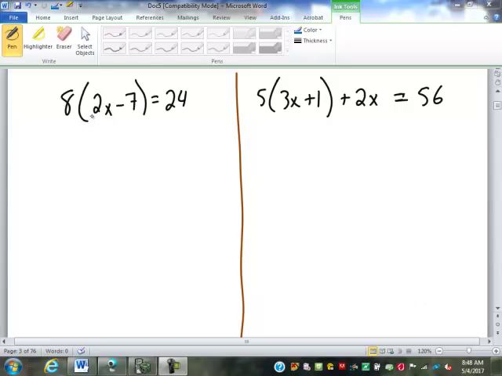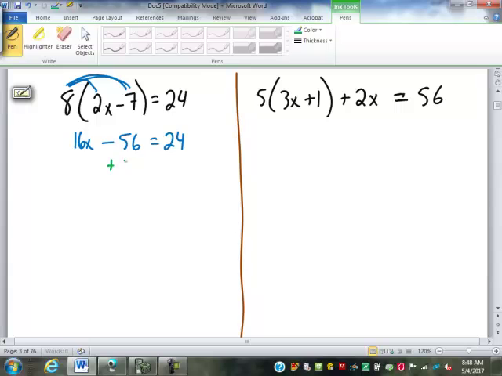So for this first one, what do you have to do? You could divide by 8, but it's safer because it's this one over here that doesn't work. Right. So it's safer to multiply through by the 8. So 8 times 2x, 16x. 8 times negative 7, negative 56. Now what are you going to do? Add 56.